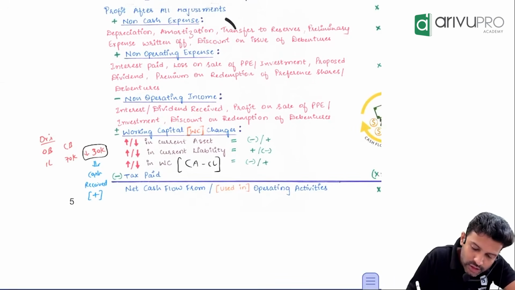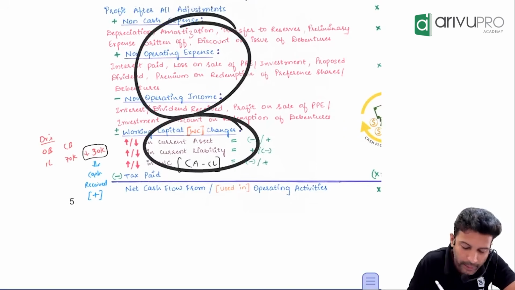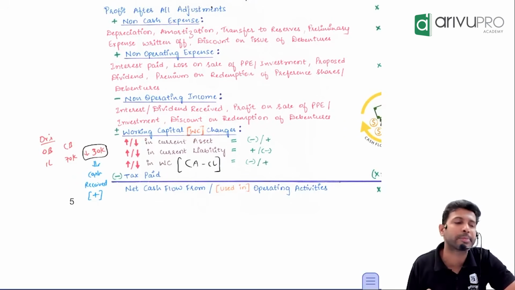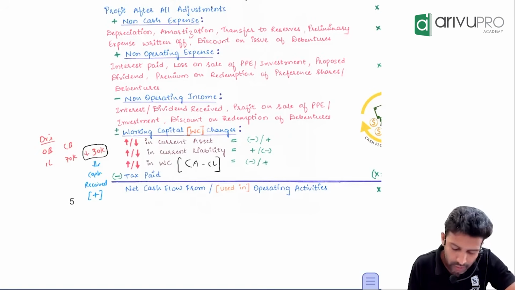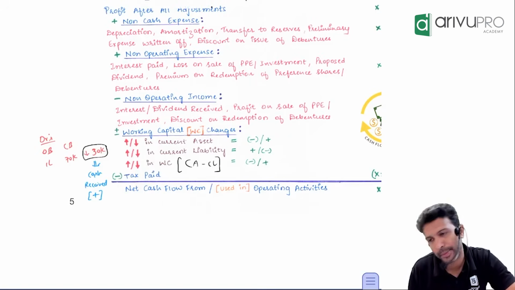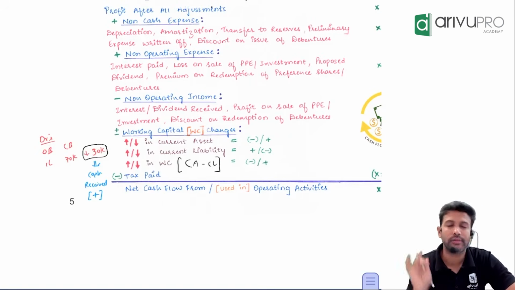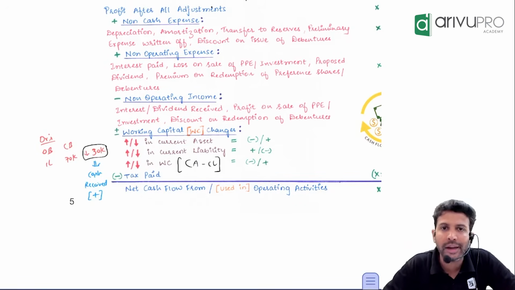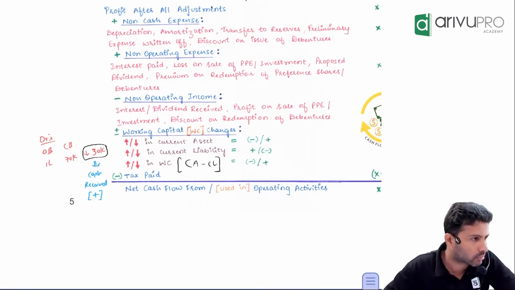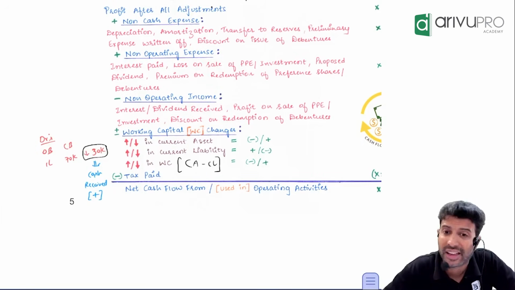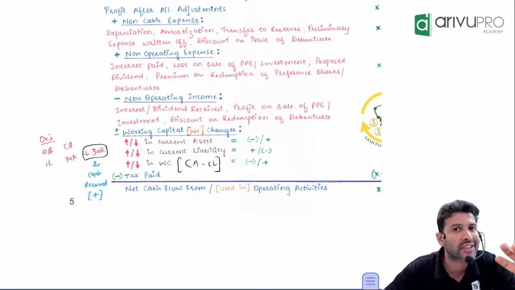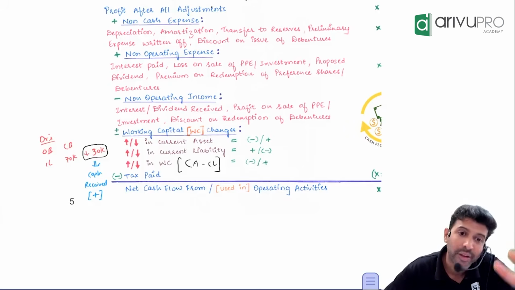Sir, first do this adjustment, then give the working capital changes. The last adjustment is called tax paid. It will be given to you in the question or we can find it out. Tax paid can be operating, investing or financing, because when you sell an investment you may also have to pay some tax, like long-term capital gain or short-term capital gain.